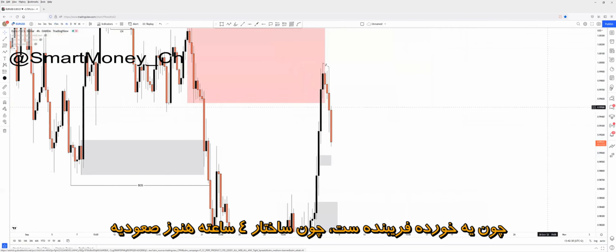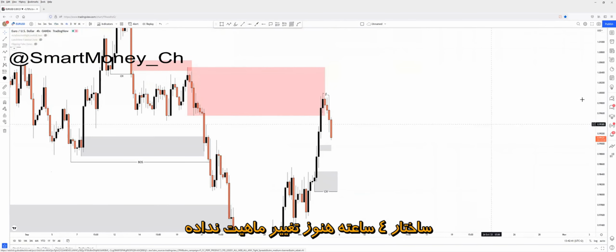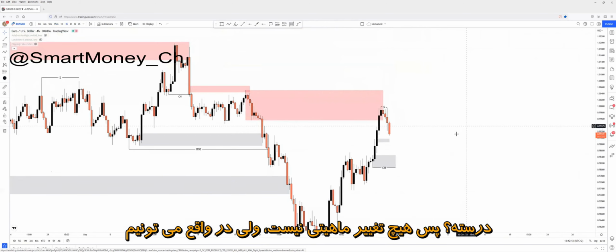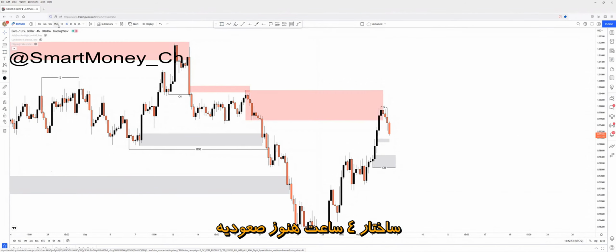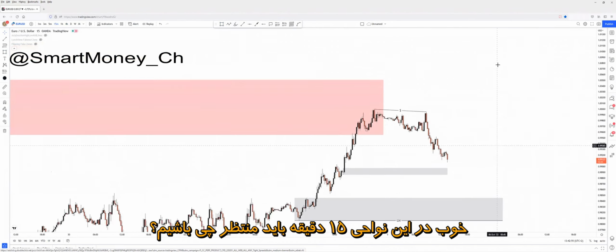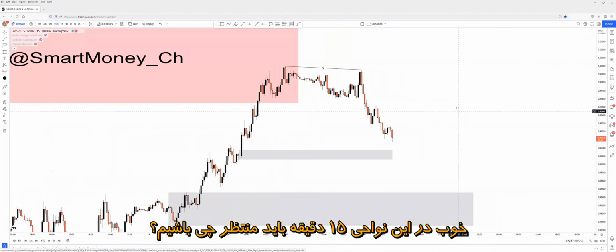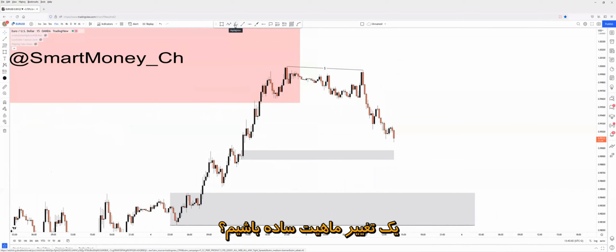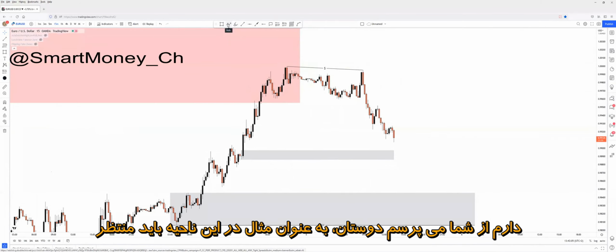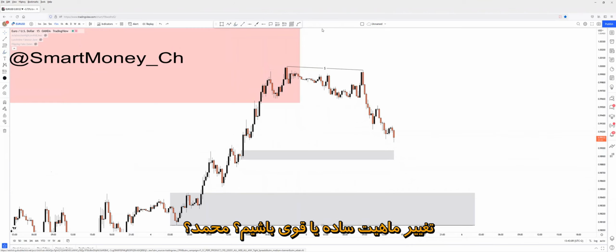Since 4-hour structure is still bullish, 4-hour hasn't changed character yet, right? So there's no 4-hour change of character, but we can see it's just a big pressure to the upside. 4-hour is still bullish. So on these 15-minute zones, what do we have to wait for? Do we have to wait for a strong change of character, or do we have to wait for a simple change of character? I'm asking you guys. For example, on this zone, we wait for a simple or strong change of character. Muhammad?